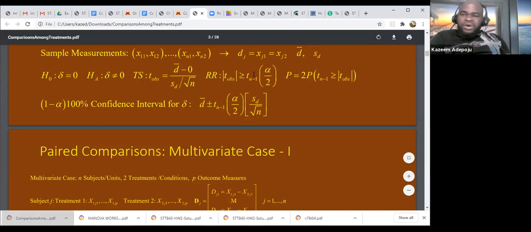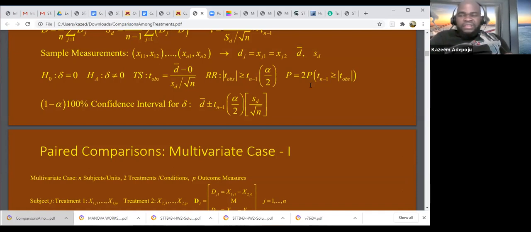Or I compute my p-value and compare my p-value with the level of significance. And if the p-value is less than a given level of significance, I'm actually going to reject. And you know what? I can also do a 1 minus alpha 100% confidence interval for delta. And if I want to do that, it's going to be d bar plus or minus the critical value that I mentioned right here, then the standard deviation divided by square root of n.